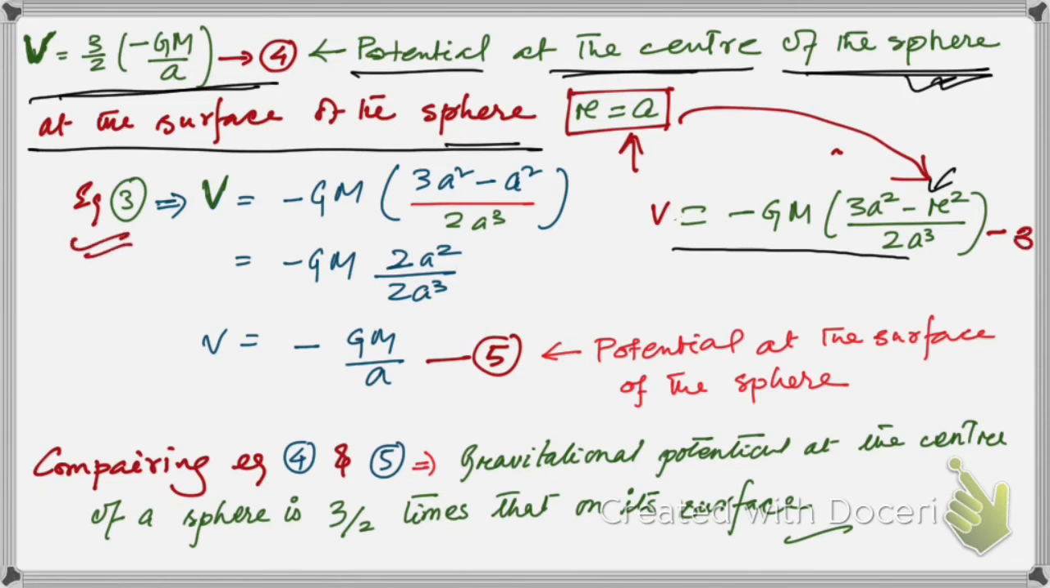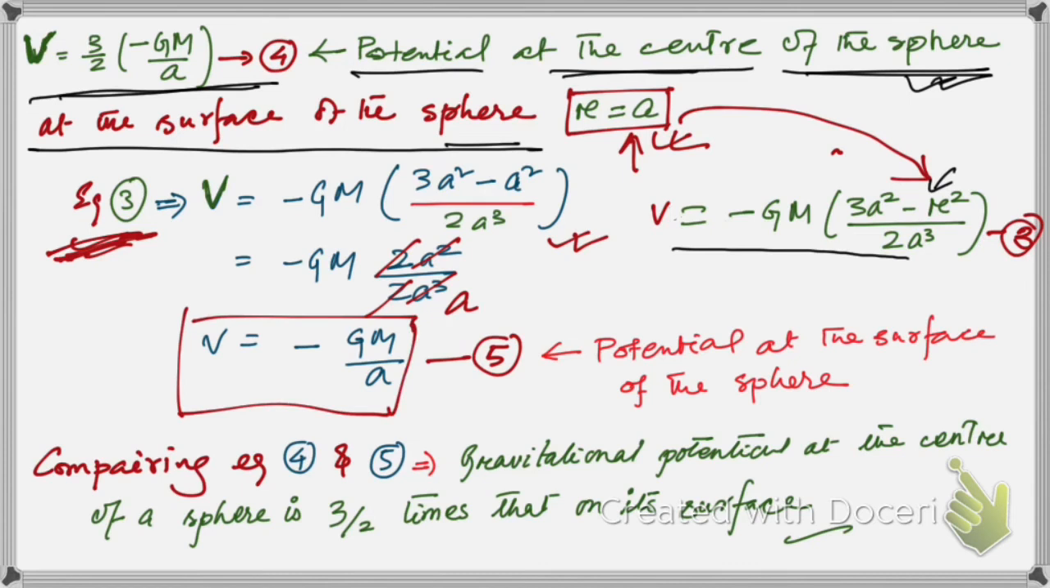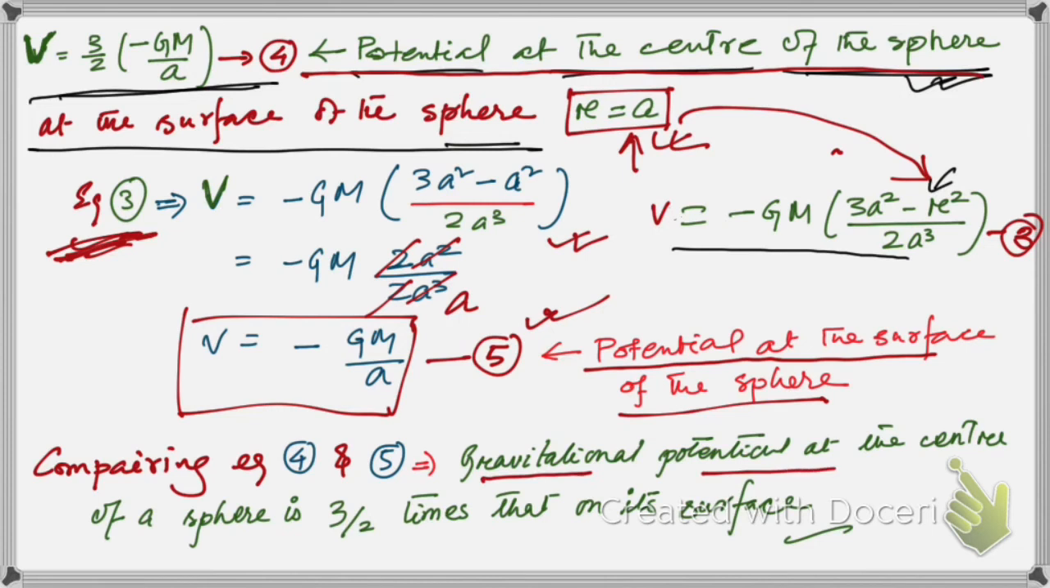Sorry, this was equation number 3, not 4. So if you use r is equal to a in equation number 3, it becomes V is equal to this one. If you simplify, the 2 will cancel, then a square cancels a cube to give a. So here you will get the result. This is equation number 5. Equation number 5 gives the potential at the surface of the sphere, and equation number 4 gives the potential at the center. Comparing 4 and 5, you can say that the gravitational potential at the center of a sphere is 3 by 2 times that on its surface.